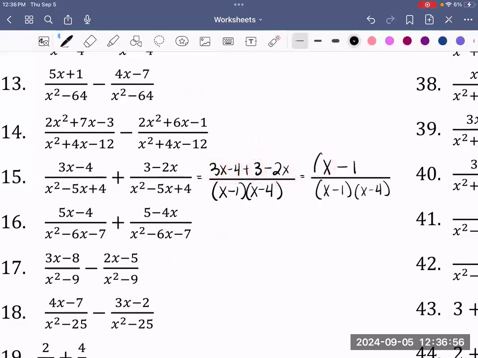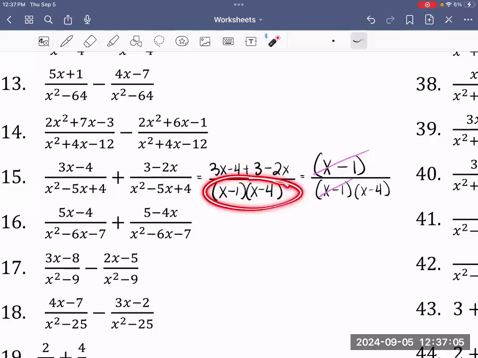And this way you'll notice that your x minus 1s will go ahead and cancel. You wouldn't have been able to see that if you didn't factor out the denominator. So your final answer is just 1 over x minus 4.